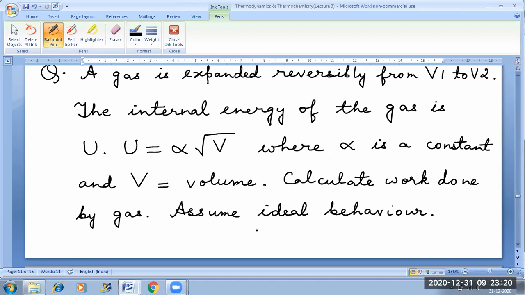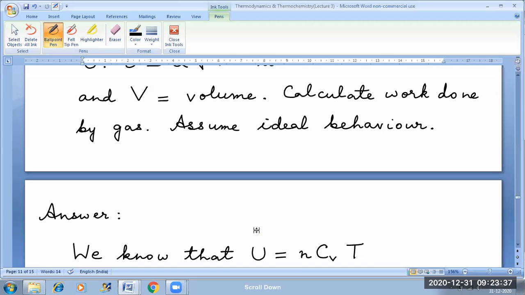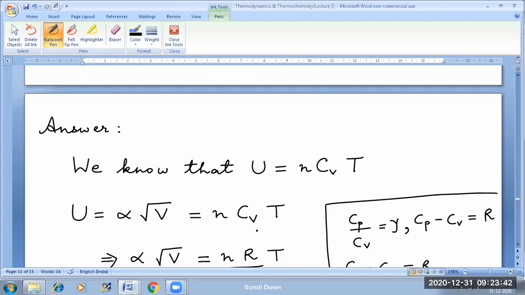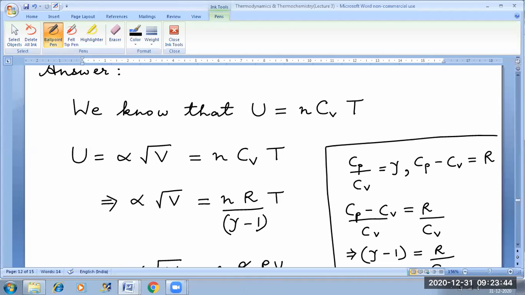So U is internal energy, alpha is a constant, and capital V is volume. That means I can say that U is a function of volume. The gas is ideal. Now we know that if the gas is ideal, then U will be equal to nCvT. In the list of formulae for an ideal gas, U is equal to nCvT is given.